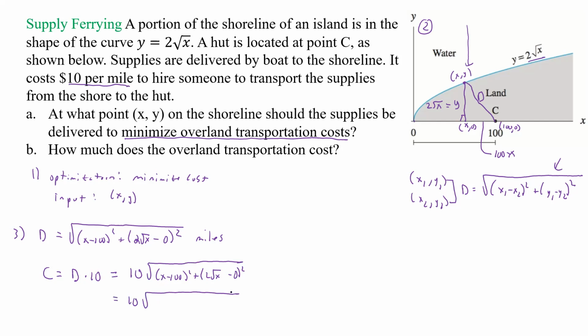x², and then minus 200x plus 10000, then plus, now this squared, well, 2 squared is 4, square root of x is just x, so that's going to be plus 4x. And we can simplify that as 10 times the square root of x², and then minus 196x plus 10000, okay? So that's going to be our function, let's call it C of x.